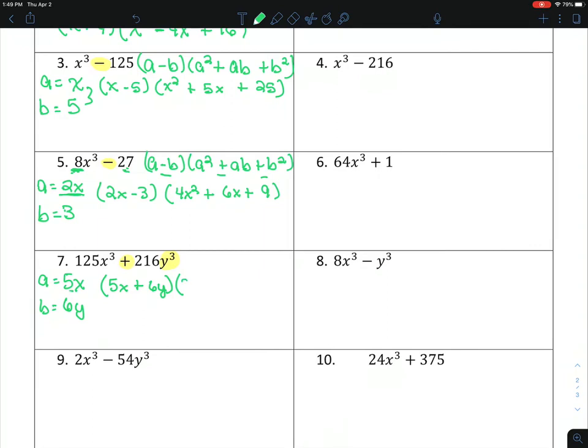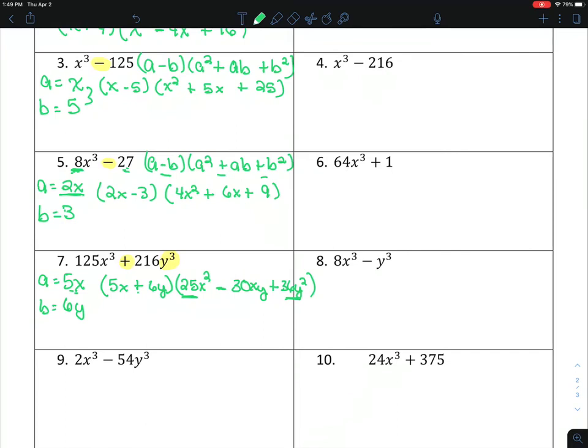So it's going to be 5x plus 6y times a squared, so a squared would be 25x squared. My sign is opposite, so subtraction. Then I multiply a times b, 30xy, and then always positive at the end, and that's 36y squared. Remember to square our numbers here. Remember that's 5 squared and that's 6 squared.